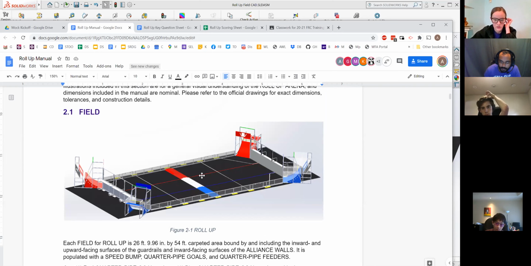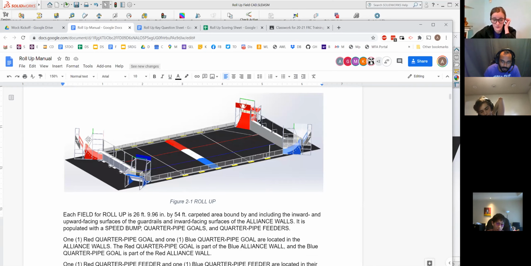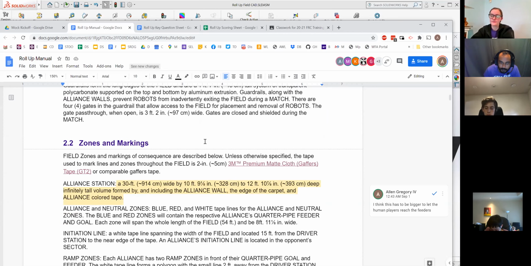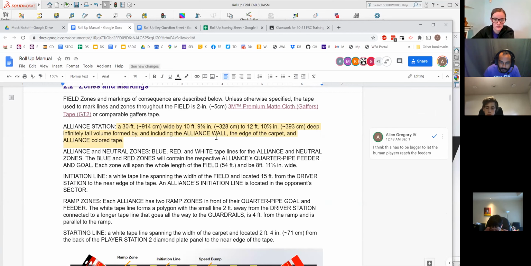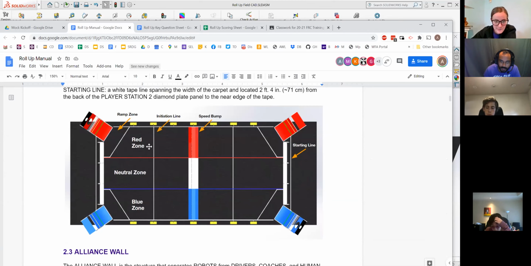Okay. Some field detail. Each team does have a quarter pipe goal and a quarter pipe feeder. They're always on the right. So the red driver station is next to their quarter pipe feeder, and the blue driver station is next to their quarter pipe feeder. We looked at the zone lines already: red zone, neutral zone, blue zone. Ramp zones, there's one in each corner. Speed bump down the middle, initiation line for Auton, and starting line is for the drivers to stand behind during autonomous mode.